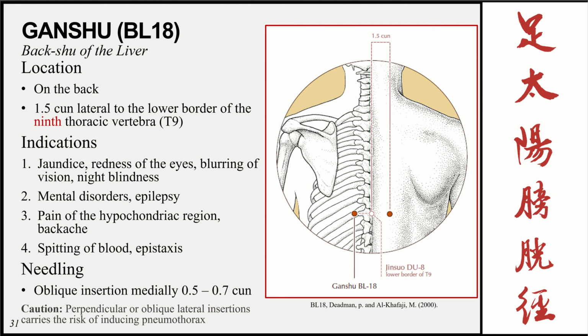And then mental disorders, epilepsy, pain of the hypochondriac region, that's where the liver governs, the hypochondriac region. And then backache because it's local to there, spitting of blood, and epistaxis. Insertion, medially oblique, 0.5 to 0.7 tun, and remember that caution.